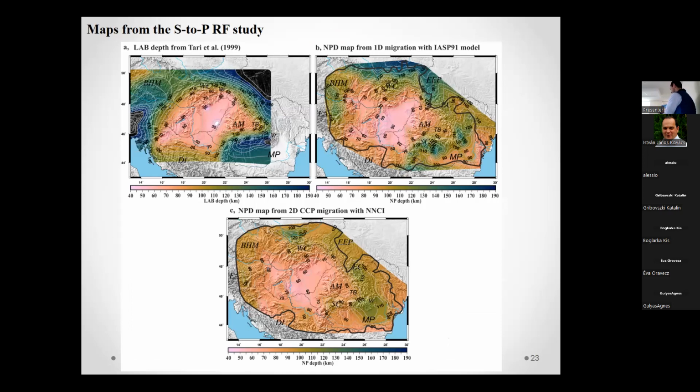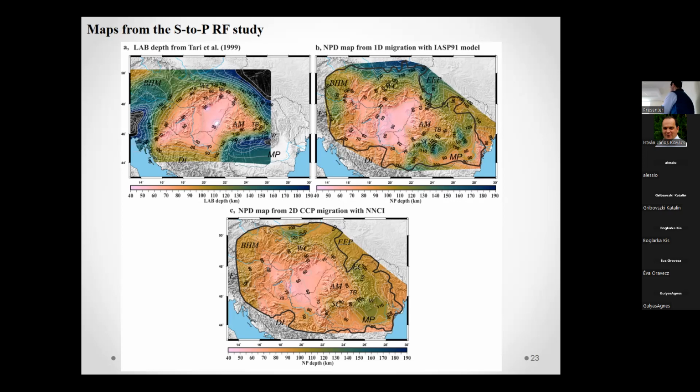The first, not my results, is the most familiar and most famous map of the LAB in the Circumpannonian region, which is based on heat flow data, magnetic data, and seismic tomographic data. And our first map, which is based on 1D migration with a global velocity model, is almost the same, but much more detailed outside of Hungary.